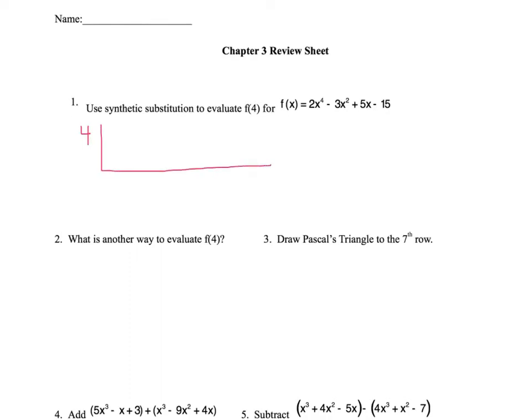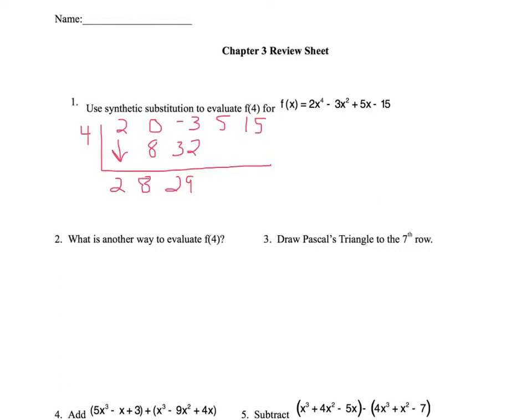So I'm going to put 4 on the outside of the division box. And then on top, I'm going to put all of the coefficients. So I have a 2. And then since I'm missing an x cubed, I'm going to fill in a 0. And then a -3 and a 5 and a 15. So now for synthetic substitution, I'm first going to drop down the 2 and then multiply. And then add. And 4 times 8 is 32. And then that would be a 29.